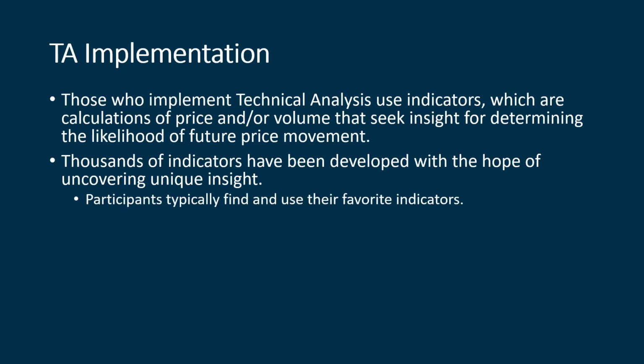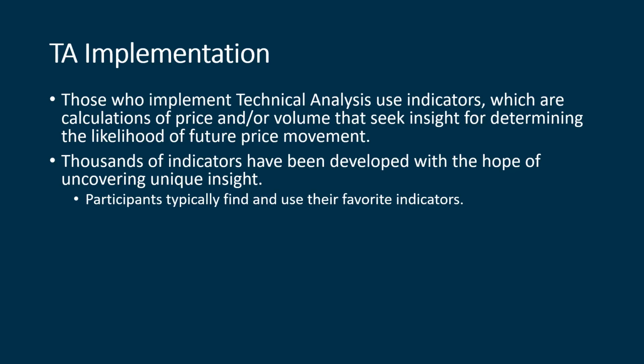Participants typically find and use their favorite indicators. There's an indicator called the MACD. It's usually one of the first ones that you learn, and a lot of people love that indicator. There's another indicator, which is more of a momentum oscillator, called the RSI. A lot of people really like that. What you'll find is people that have been doing this for a while find their favorite indicators. I have my favorite indicators that I use, but I don't necessarily use them to make all of my decisions.